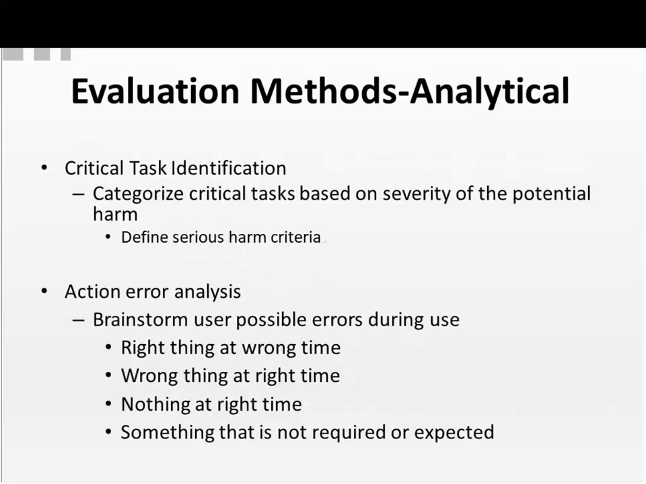This is critical task identification, where we identify the critical tasks and categorize them based on their severity. Action error analysis: we brainstorm possible user errors during use. This would be doing the right thing at the wrong time, the wrong thing at the right time, nothing at the right time, or something that is not required or expected. This is brainstorming.